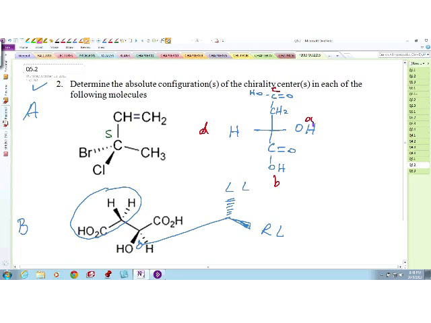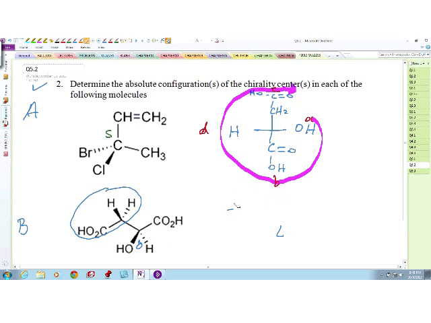So now we make our motion from A to B, ignore group D, to C. And that motion is what? What kind of motion is that? Clockwise motion. Which is R.